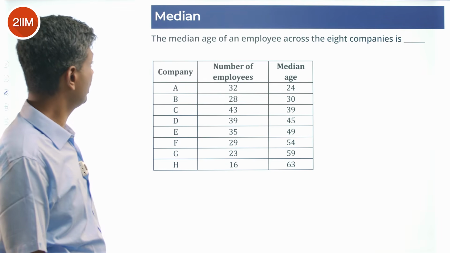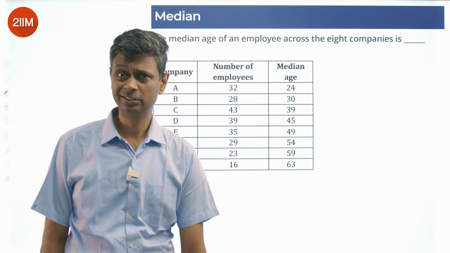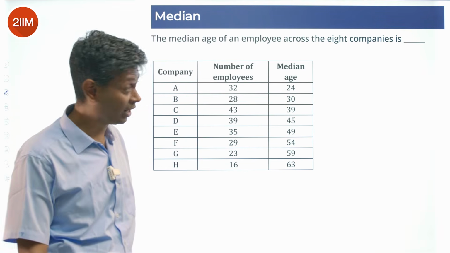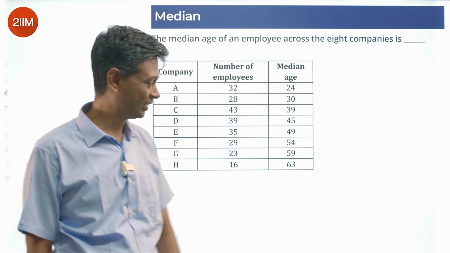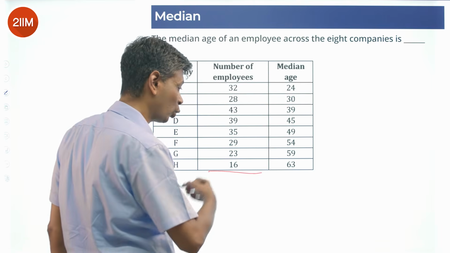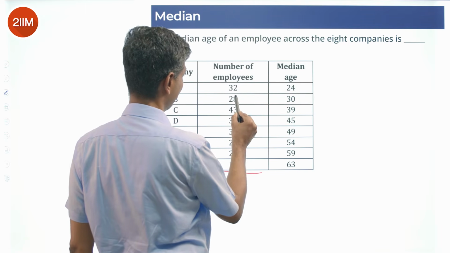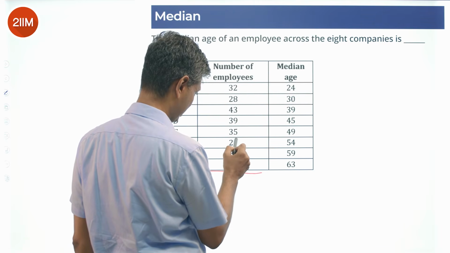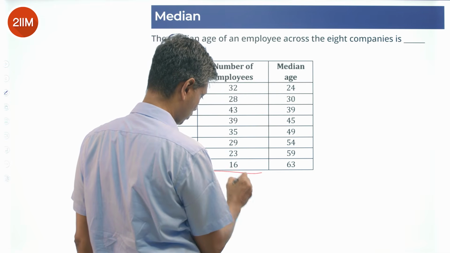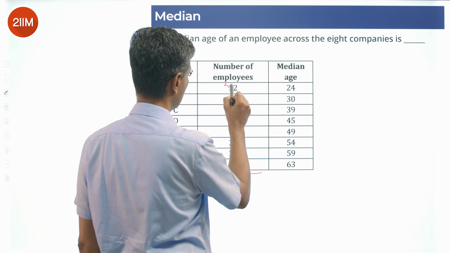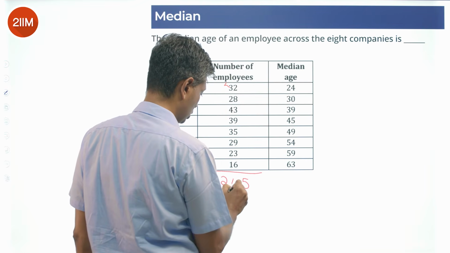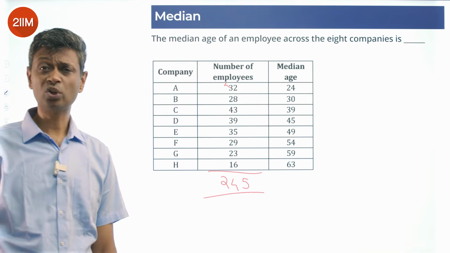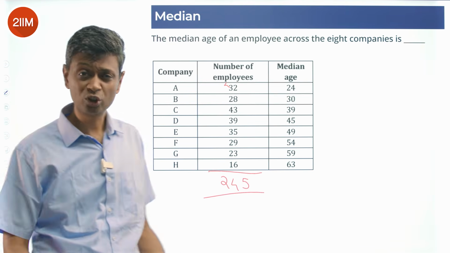The median age of an employee across the 8 companies. My first instinct was, we can't find that. Then I said, look, this is a question, there should be something interesting in it. Let's find it. Let's add all of this. Find the total number of employees: 10, 13, 22, 27, 36, 39, 45, 5, 4, 7, 9, 13, 16, 19, 21, 23, 24. 245 employees totally. 245 plus 1 is 246, by 2 is 123.